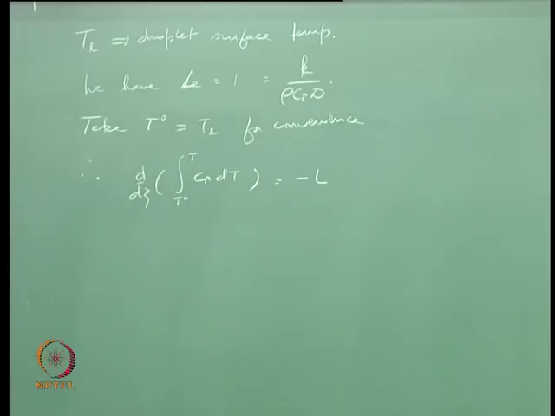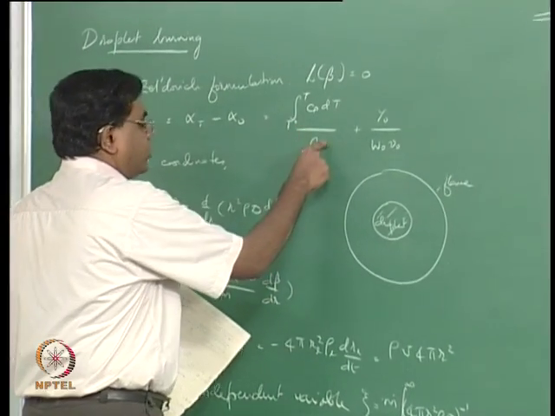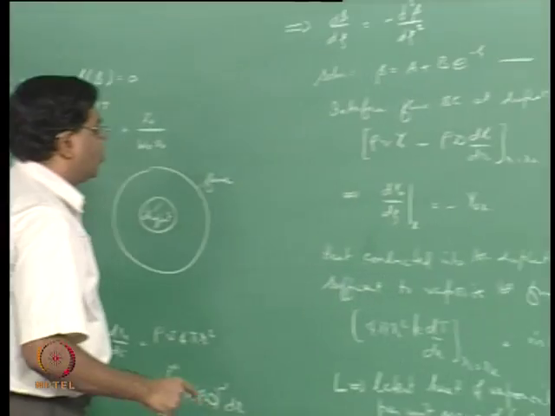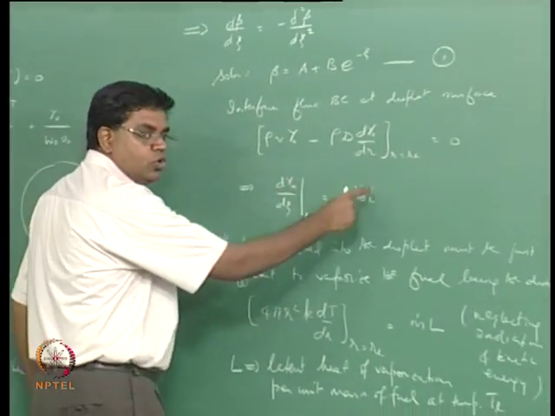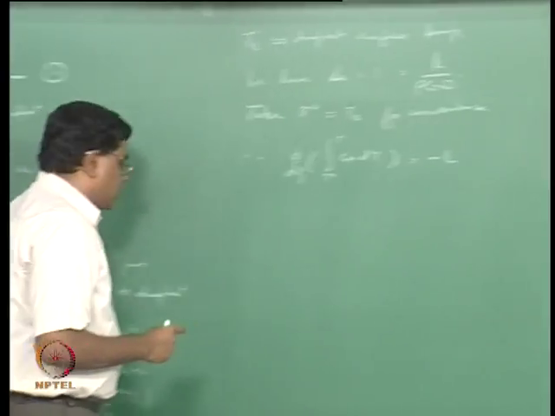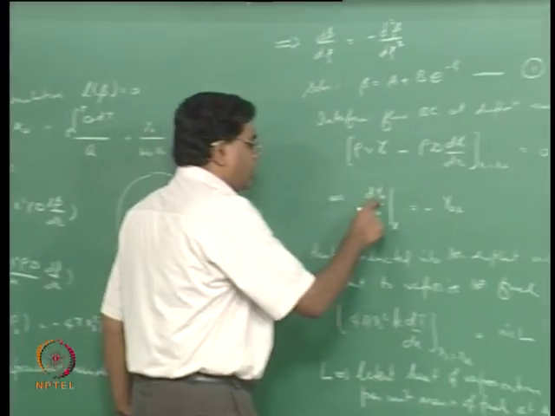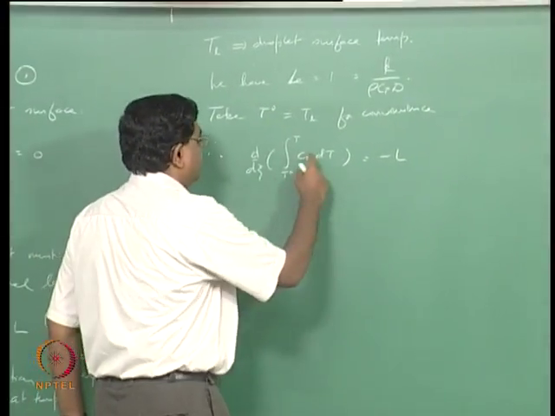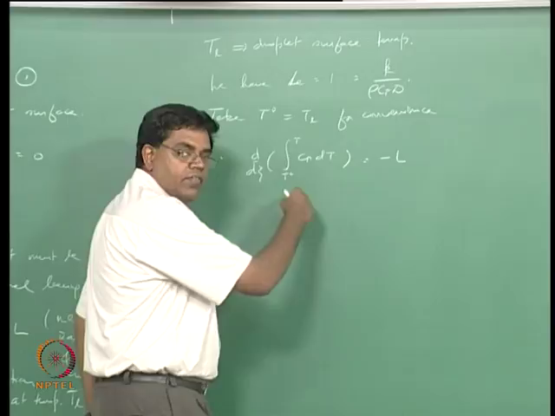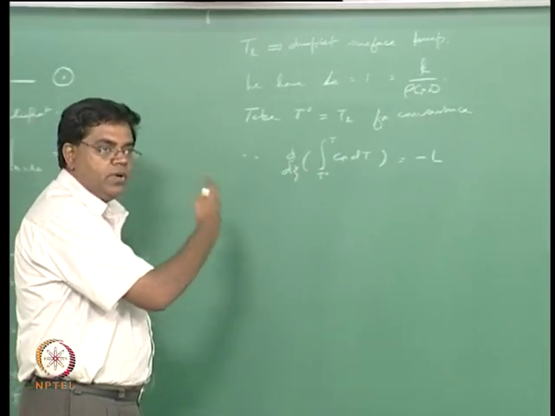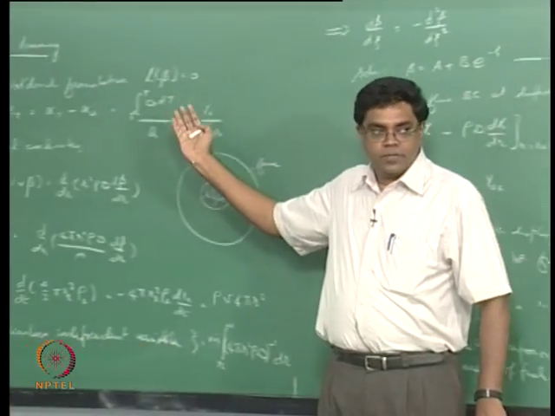So if you now try to say, I will divide this by Q and this by W_O nu_O, which means I go back and divide this by W_O nu_O and this by Q. I will have, wherever I have a Y_O, an alpha_O, and wherever I have the integral from T naught to T of Cp dT divided by Q, I will have an alpha_T. Then subtract one from the other to get alpha_T minus alpha_O, which means we get the beta, right?